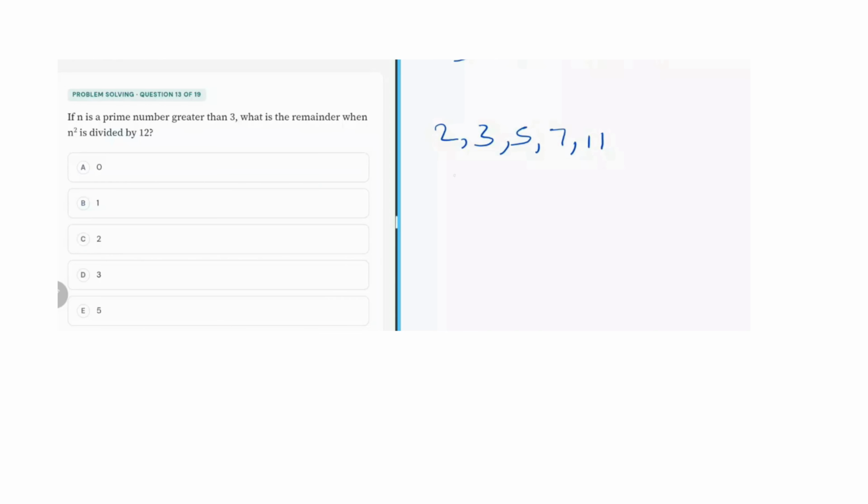5. So the question is saying 5 squared divided by 12. What is the remainder? You know that 5 squared is 25. 25 divided by 12. 24 divided by 12 is 2, remainder what? 1. That is it. 2 remainder 1.